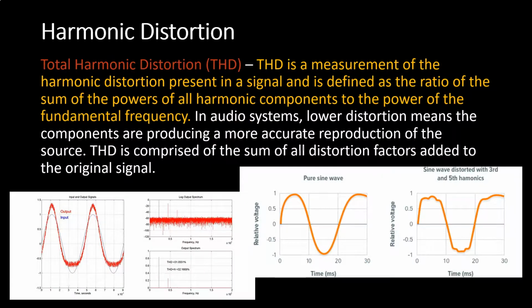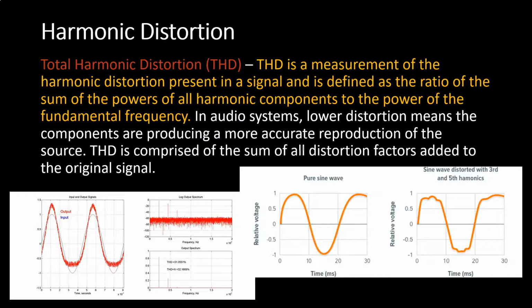The other type of harmonic distortion is called total harmonic distortion, or THD, and you will sometimes see this listed in the specifications for pieces of audio equipment, audio gear. This is the measurement of the total harmonic distortion present in a signal, and it's defined as the ratio of the sum of the powers of all of the harmonic components to the power of the fundamental frequency.